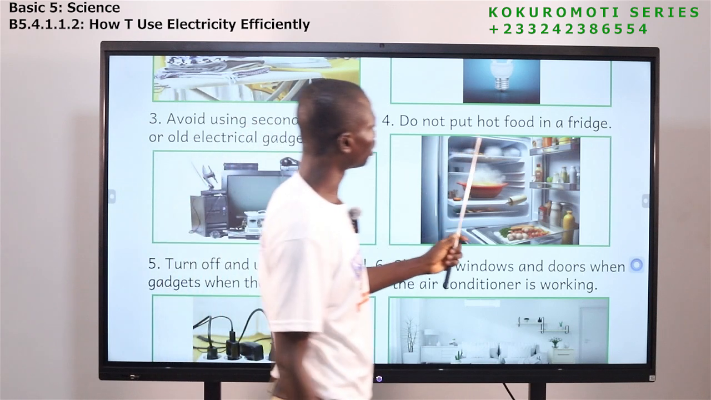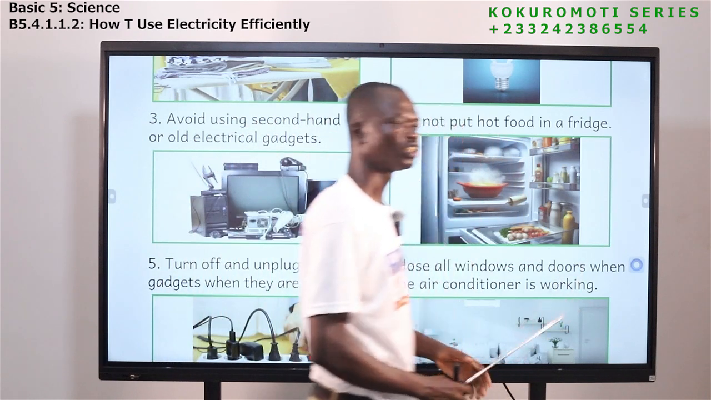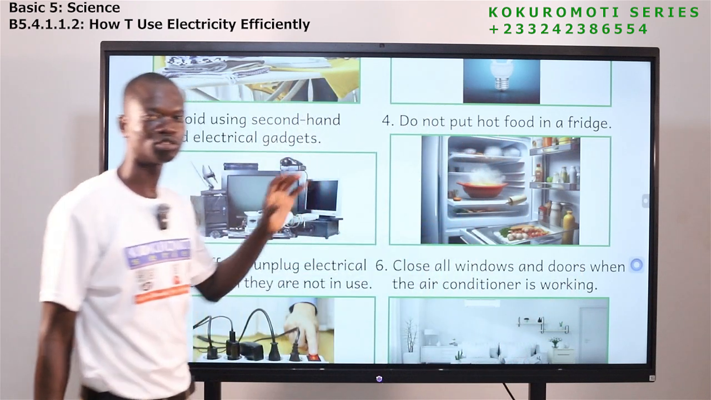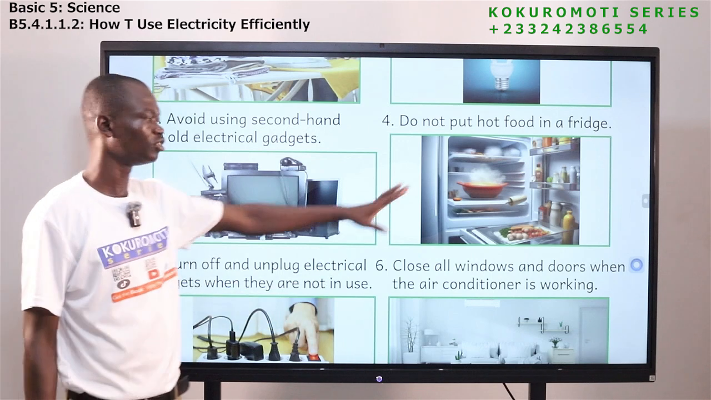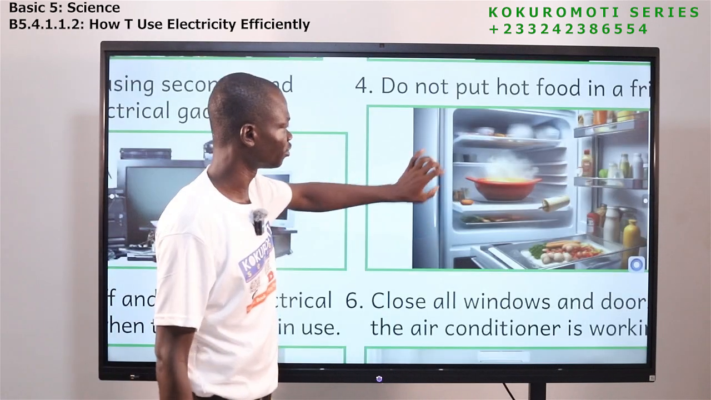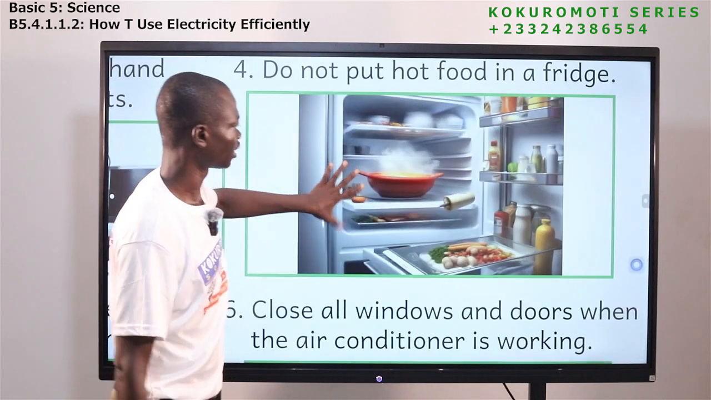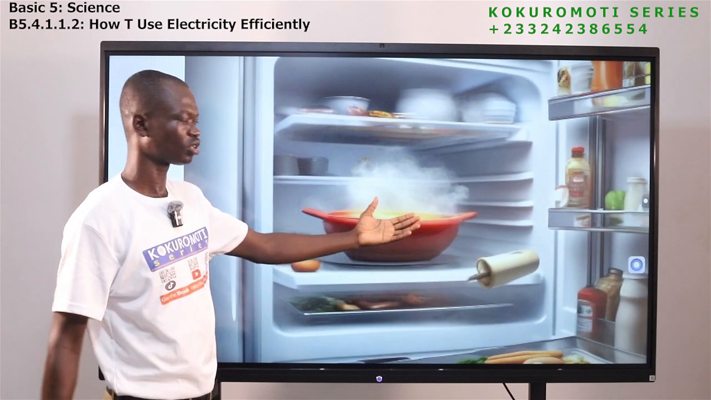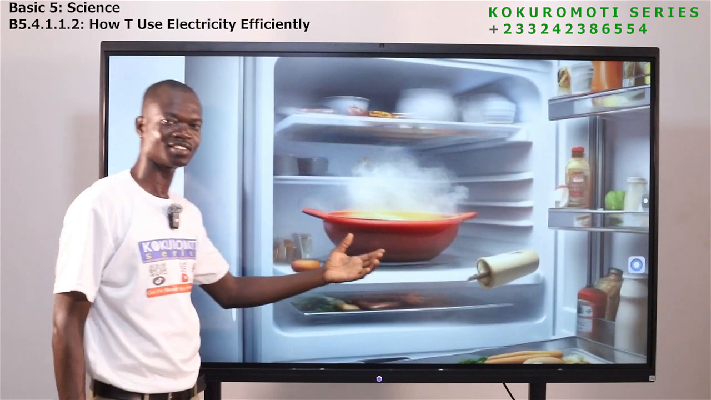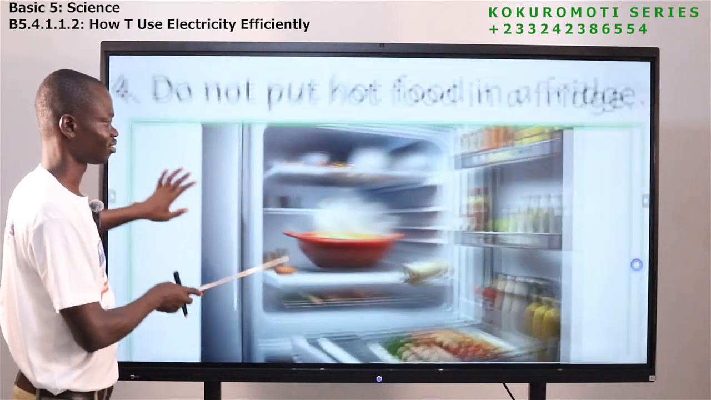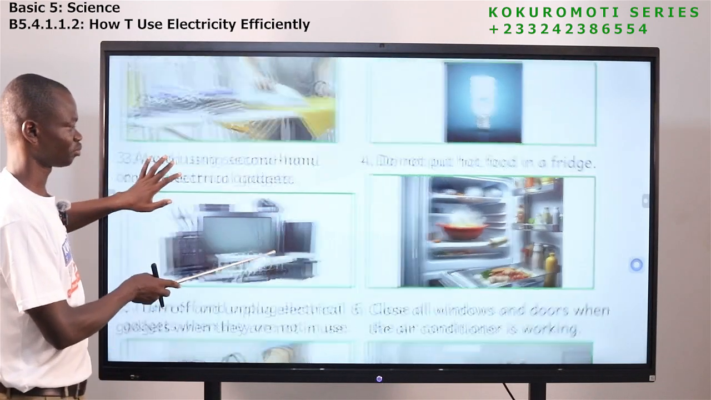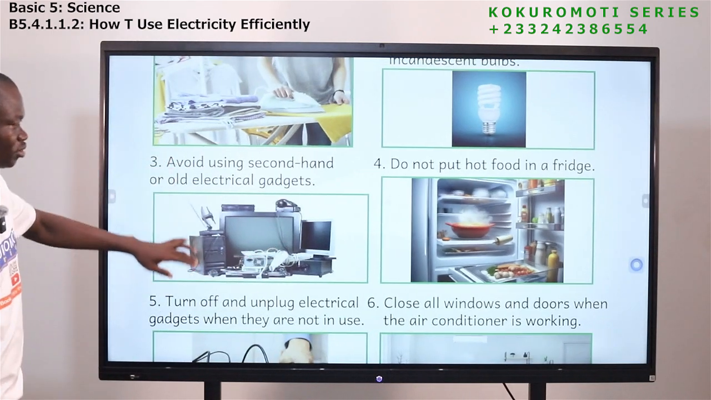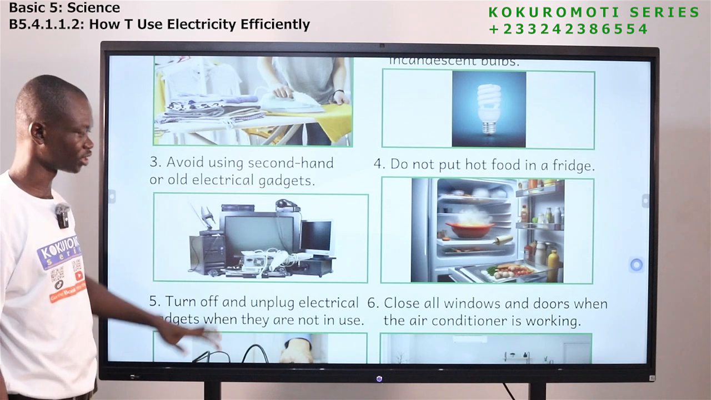Do not put hot food in the fridge. So another thing that you can do to save energy is that you shouldn't put hot food. Look at the food here. You see hot food in the fridge. This is not the best way to put food in the fridge. You don't put hot food in the fridge.